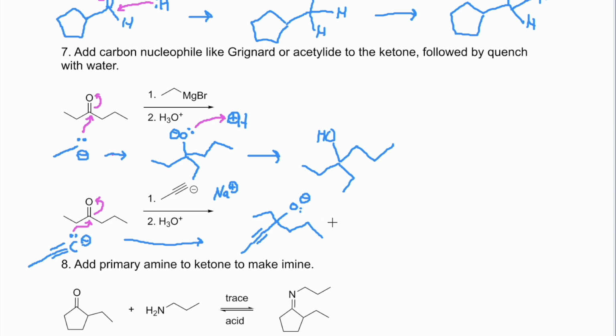And then this needs a water workup of some sort. This proton would not be around during the actual attack because it would protonate this carbon anion first. So this is a second step, and that creates a tertiary alcohol as well.